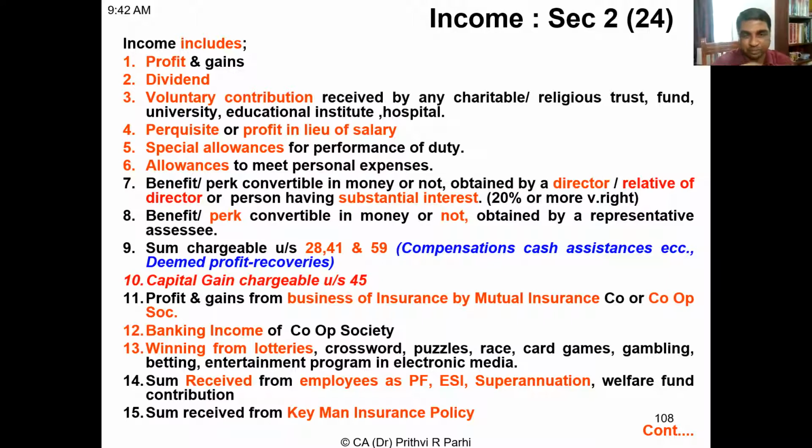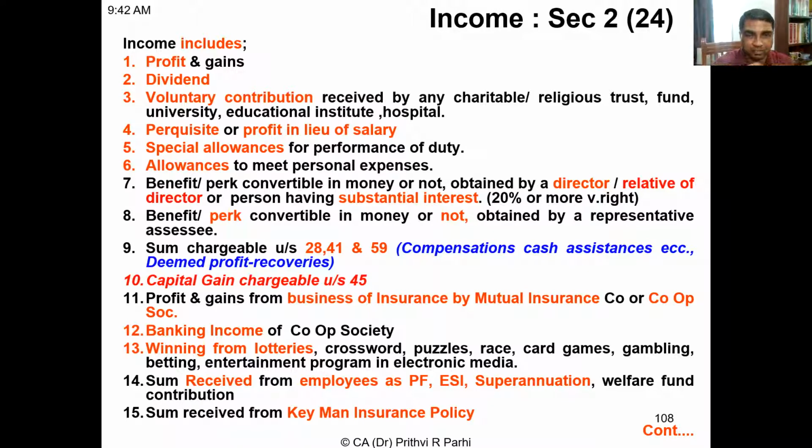Point 4. Perquisite or profit in lieu of salary. These two concepts we'll discuss when we learn the chapter on salaries. Perquisites means non-monetary benefits. Certain items are defined as profit in lieu of salary, and that profit will also be treated as income. Let us say a free car or a free house is provided to an employee. Money is not provided, but some facilities are provided. So perquisites and profits in lieu of salary are also income.